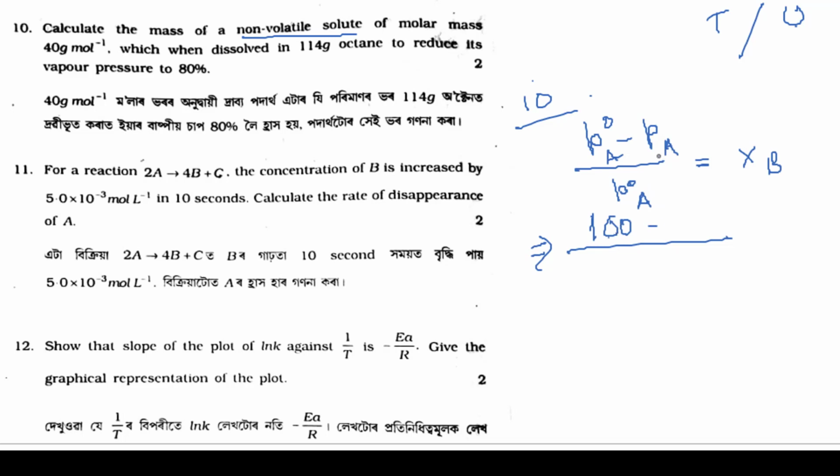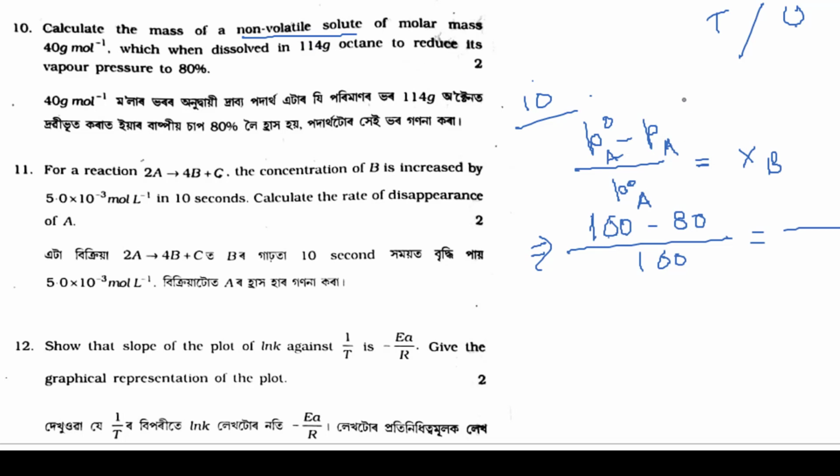And PA is the pressure in the state when we add the non volatile solute. When we add the non volatile solute, the pressure becomes 80%. Initially it was 100%, and after adding the non volatile solute it became 80, divided by 100, is equal to the mole fraction of solute. Mole fraction of something is its own mole by total mole. The question asks to calculate the mass of non volatile solute, that is, what amount of non volatile solute is added, that quantity you have to identify.